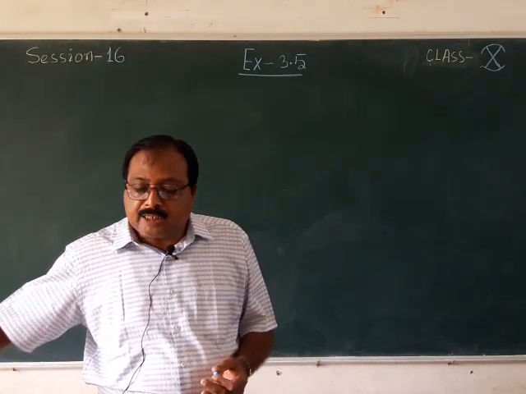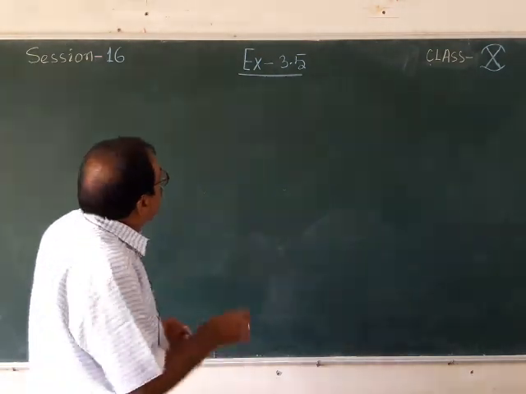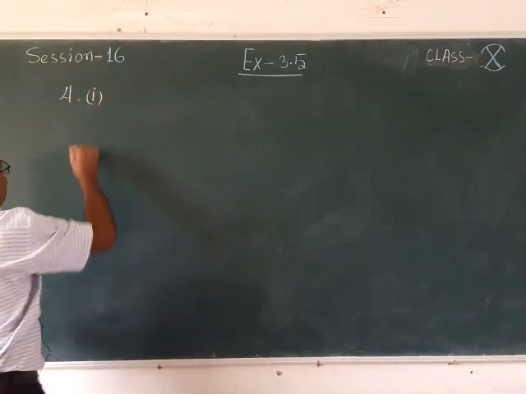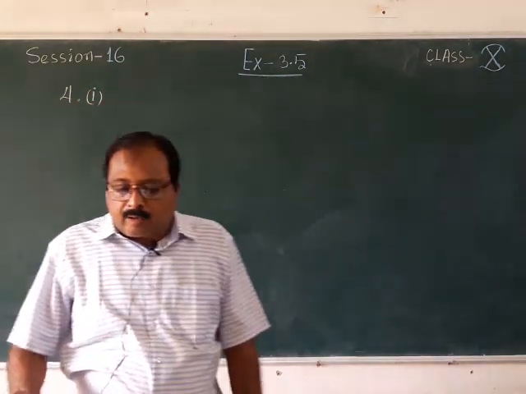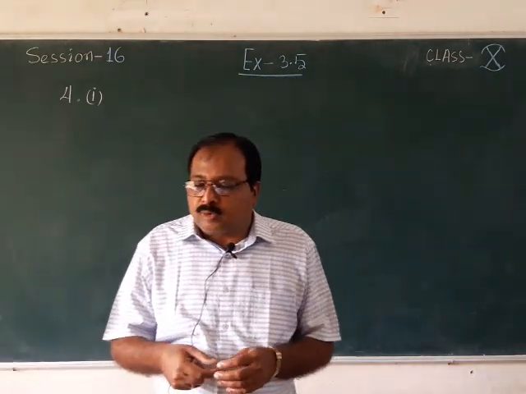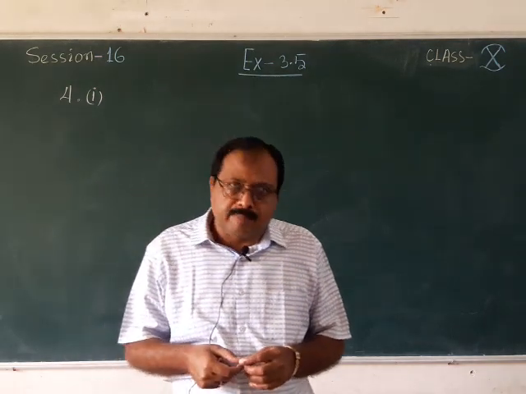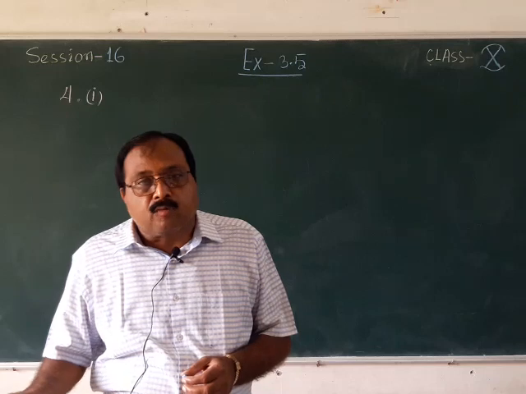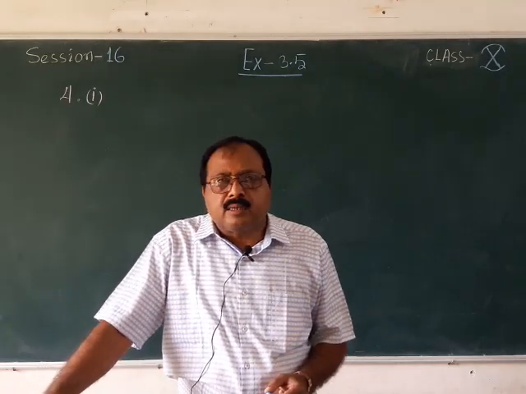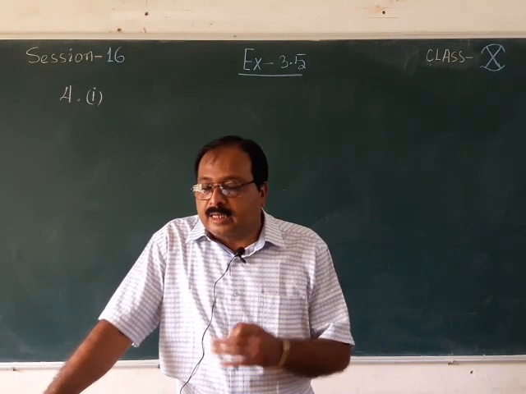Now I am taking question number 4 of your NCERT book, that is exercise 3.5, question number 4. You can see it is written in the statement: form the pair of linear equations in the following problems and find their solution, if they exist, by any algebraic method. These are word problems. At first you have to make a pair of linear equations by studying the cases.